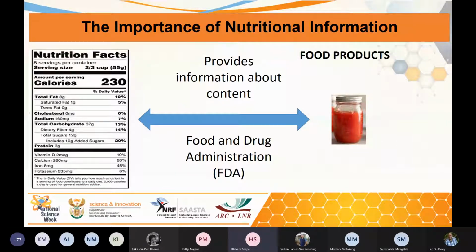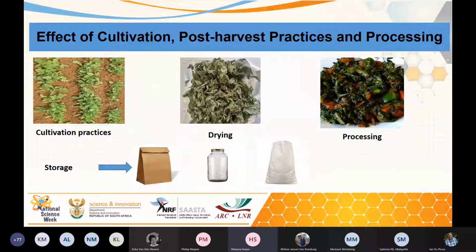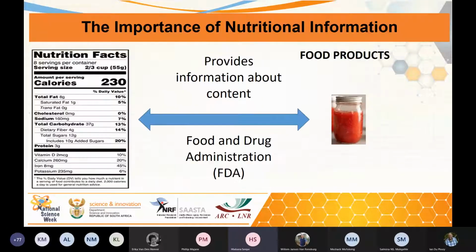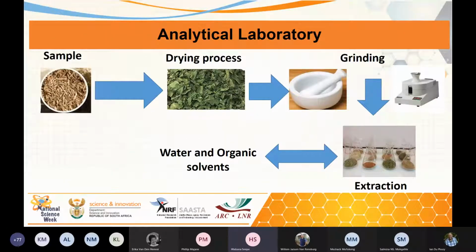In the analytical laboratory, after we receive the sample, we usually dry it. Of course, there are those other samples which we just analyze without drying. We analyze them while they are still fresh. Where they are dried, after the drying process, we go into grinding, sometimes using an old metal pestle, and we can also use an advanced milling machine. The idea with this grinding is just to expose the nutrients and the active compounds which we'll be looking for.